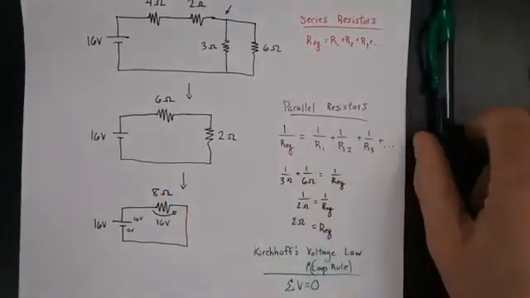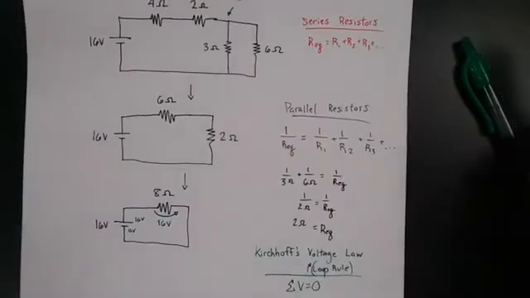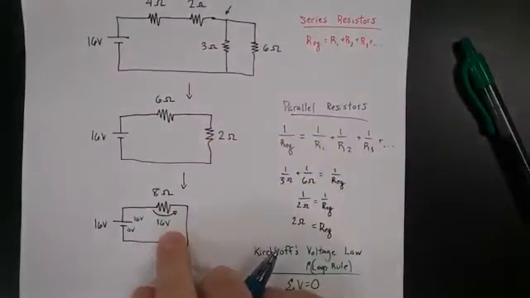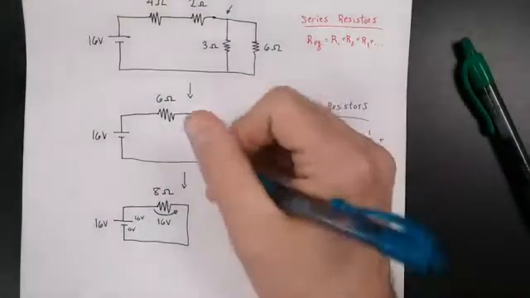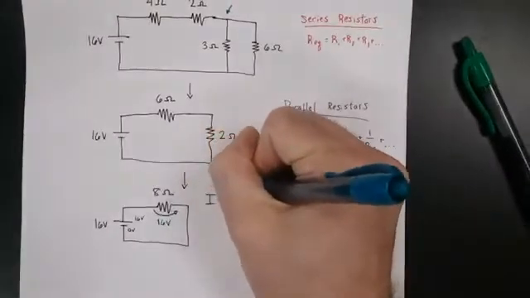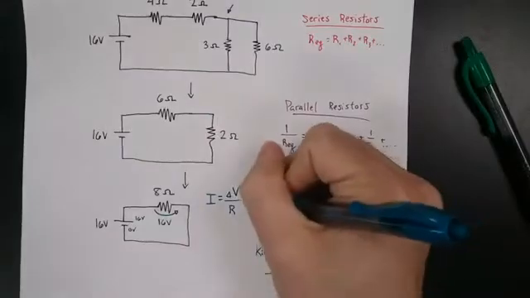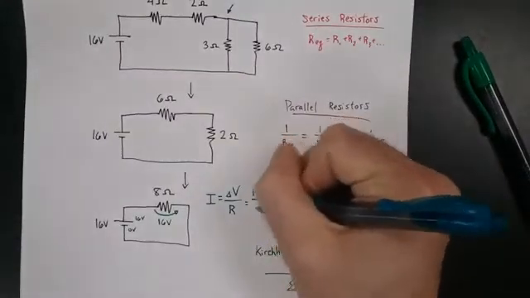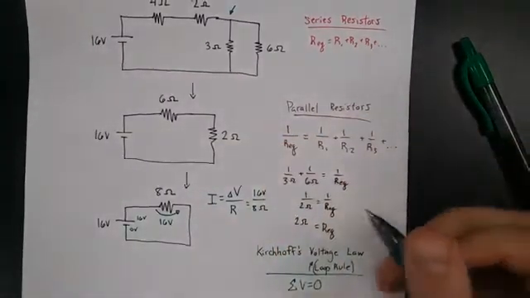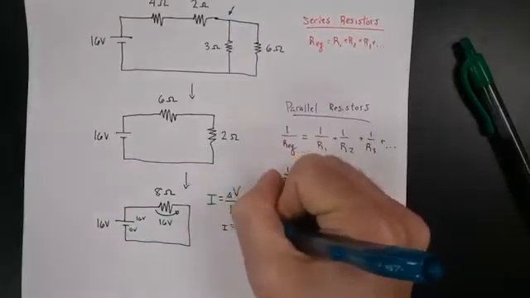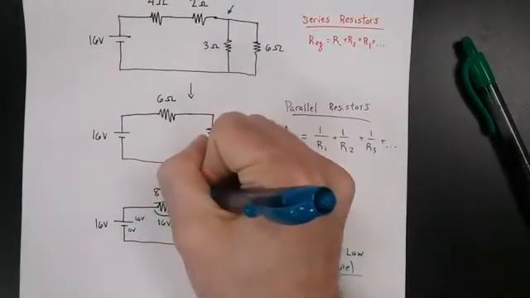Now, I know something about this. I know the voltage drop across that resistor, and I know the resistance of that resistor. That means I can use Ohm's law, I equals delta V over R, to figure out the current in there. And this is a 16 volt drop over an 8 ohm resistor. And that tells me the current through this resistor is 2 amps.